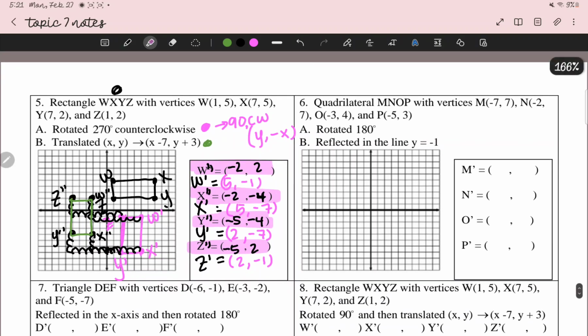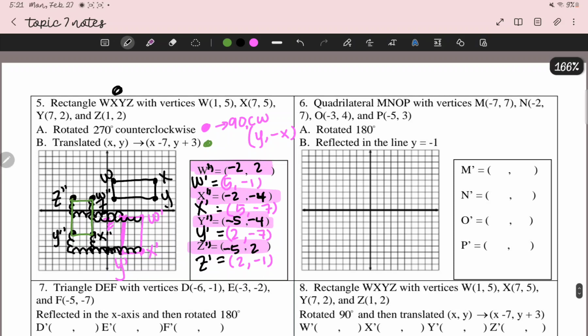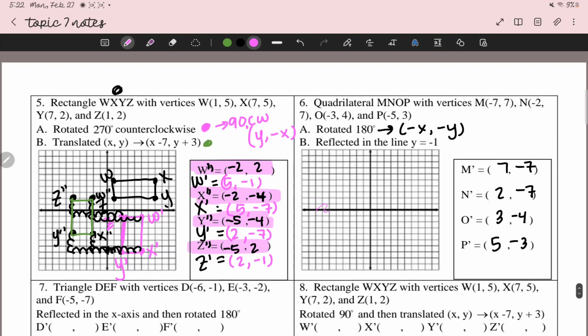This one gets crazy. So I'm going to have my original. Actually, no, I'm not. If I rotate it 180, I'm just making them their opposites. So my first one's going to be 7, -7, and then 2, -7, 3, -4, and then 5, -3. And then it says I'm going to reflect it over the line y is -1. Well, y is -1 is this line.